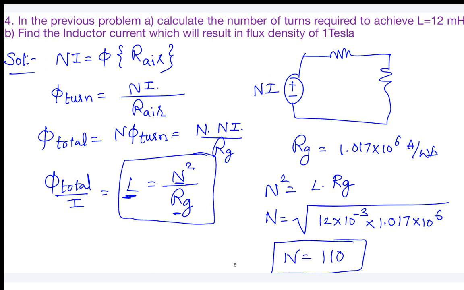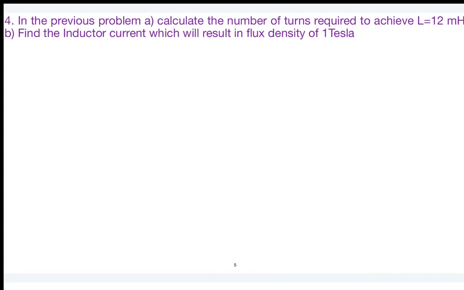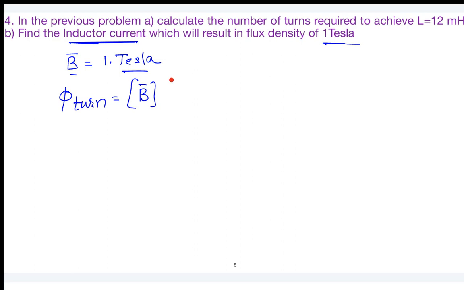Find the inductor current which will result in a flux density of 1 Tesla. So what is given is the flux density, B is equal to 1 Tesla. You need to find out the value of inductor current to generate a magnetic flux density of 1 Tesla. Since the flux density is given, you can calculate the flux per each turn. The flux per each turn is equal to the flux density multiplied by the area of the core, right?